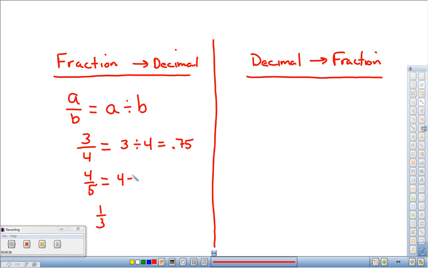4/5 is 4 divided by 5. And 4 divided by 5 gives us a decimal of 0.8. That is a terminating decimal. It ends right there.